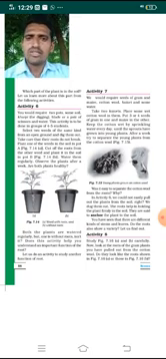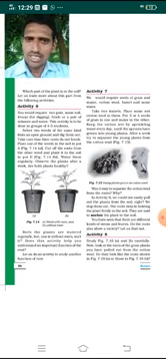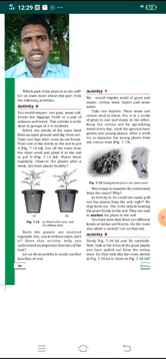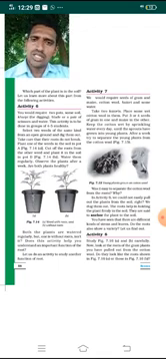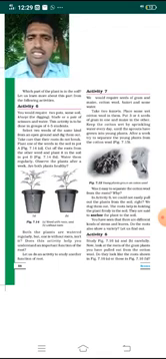So the two main functions of roots are these. First, the roots help to absorb the water and minerals from the soil to the upper parts of the plant and keep the plant alive. And the roots also help to hold the plant firmly in the soil.